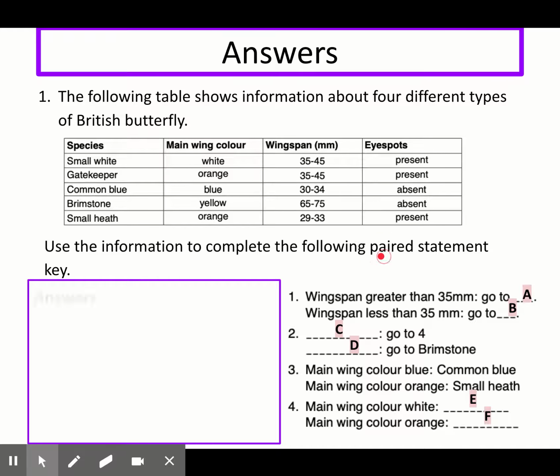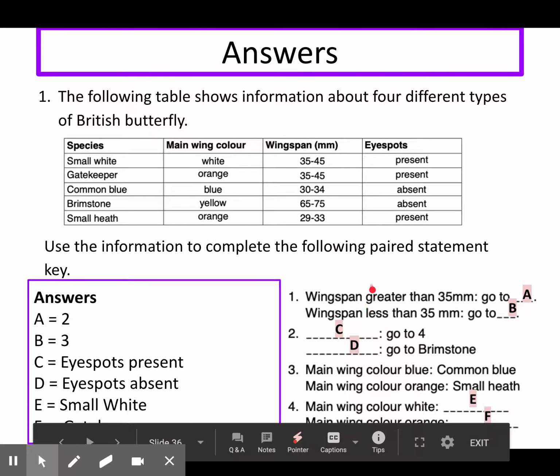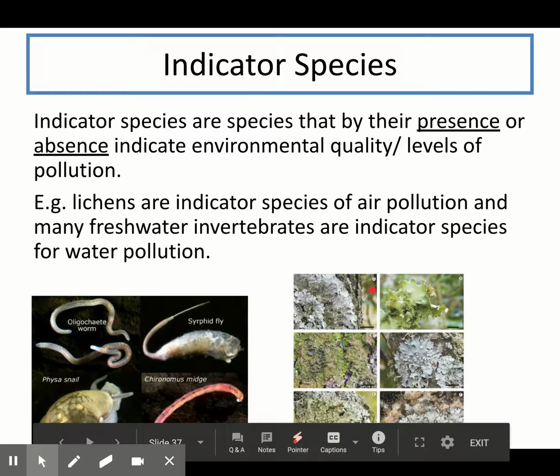So your answer for this one should have been, for A, 2. For B, 3. For C, eye spots present. For D, eye spots absent. For E, small white. And for F, gatekeeper. If you have any questions about that, I would go back and have a wee look again at that table and compare it now to the answers and see if you can work it out.